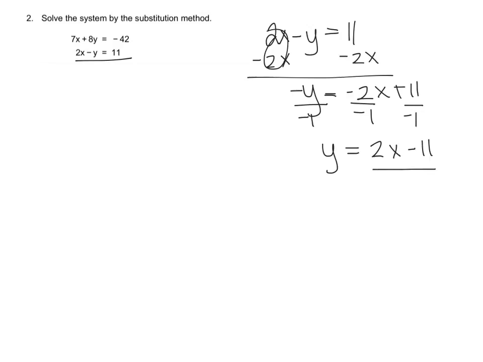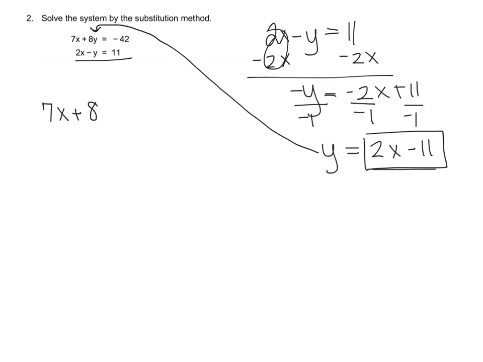That means I'm going to take my expression for y and plug it into the top equation. And then I'll have an equation with only x in it so I can solve for x. So I'll take the top equation. You always want to use the other equation that you didn't previously work with. So I have 7x plus 8y, and instead of the 8 times y, I'm going to plug in 2x minus 11, because that's the expression that y equals.